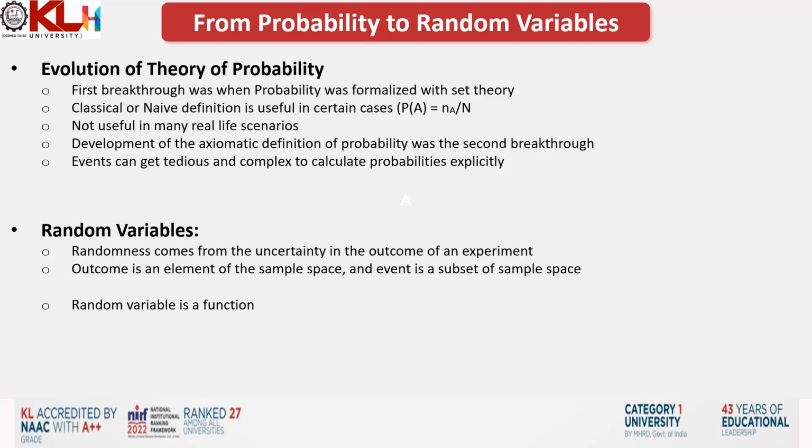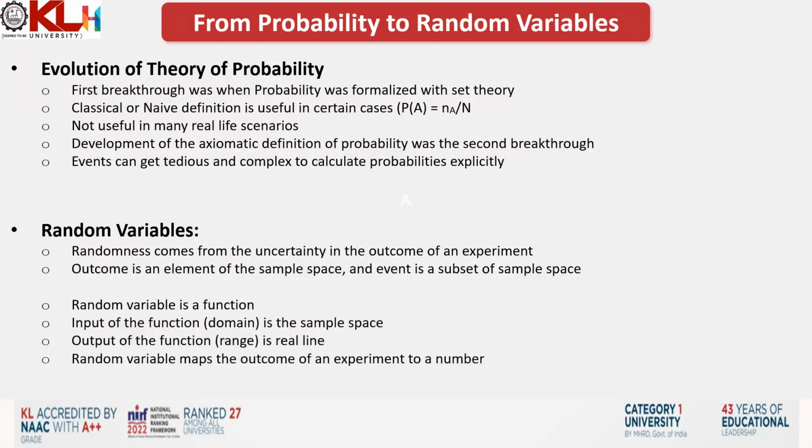Contrary to the name, a random variable is not a variable, but it is a function. The input to the function is the sample space, which is also the domain, and the output of the function is a number on the real line, which is also called the range of the function. So the random variable maps the outcome of an experiment to a number.